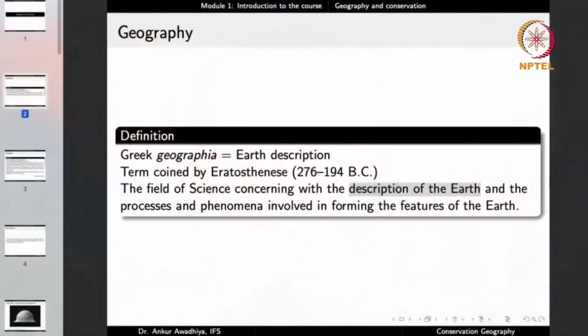And what determines the shape of the river, what determines the sediment load in the river. So once we begin describing different things, the next question is, why do they arise in those particular locations? What governs them? So we not only describe the earth, but we also describe the processes and phenomena that are involved in forming the features of the earth. So geography, or the science of earth description, is the field of science concerning with the description of the earth and the processes and phenomena involved in forming the features of the earth.